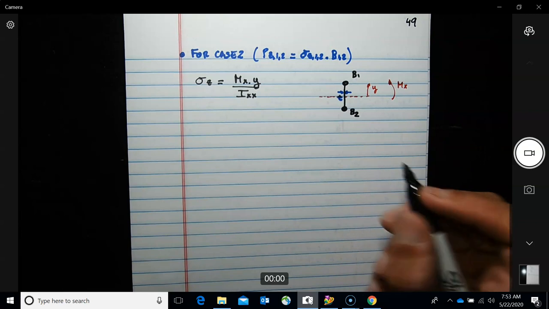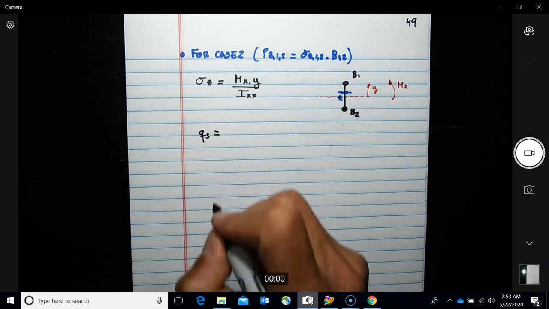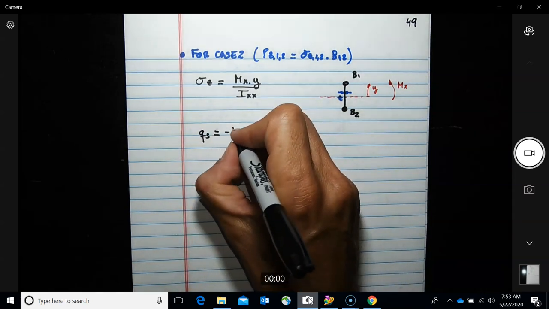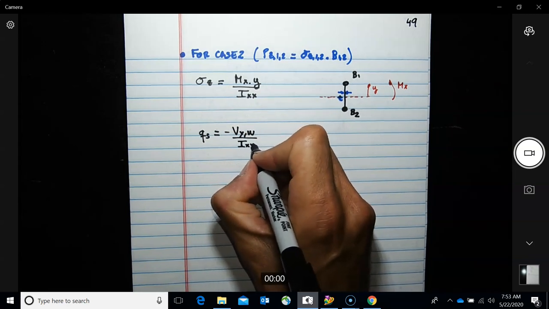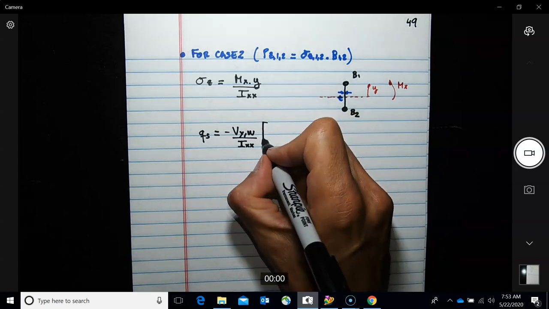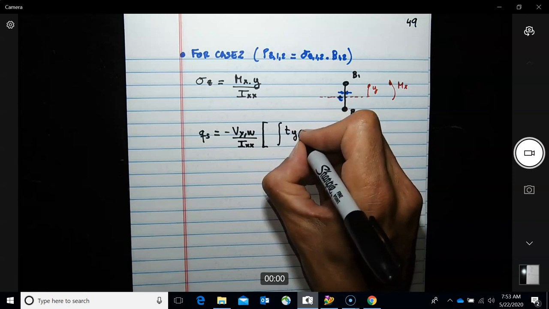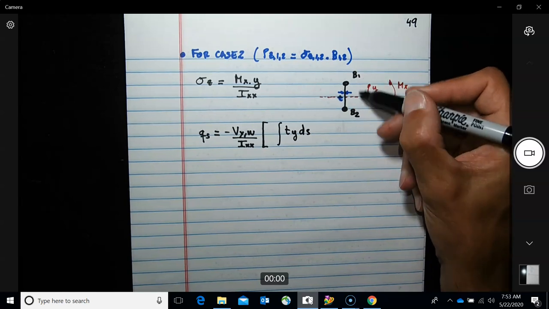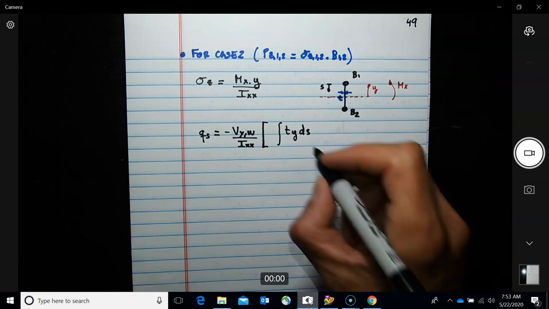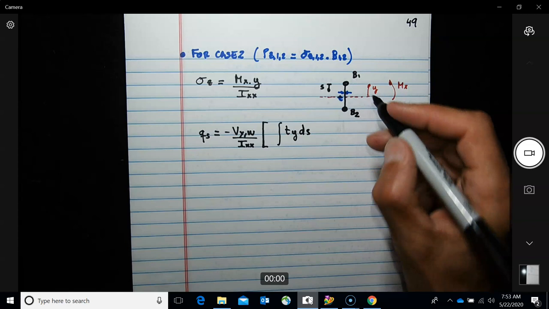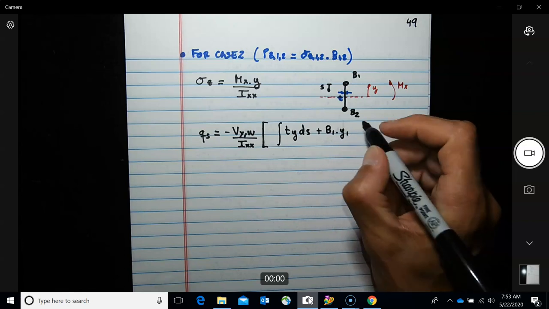So in that case now, the shear distribution Q sub S throughout the panel will be equal to minus Vy divided by Ixx times the integral of ty ds. Ts will be, let's say if you start from 1 to 2, this will be s over here. Okay? Because the skin is effective, plus B1 y1, because that's where you start.